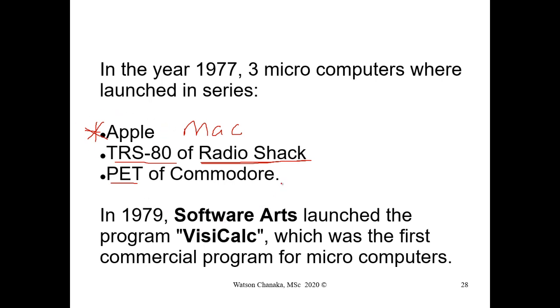So in 1979, Software Arts was one of the companies, or it was a sub-company of Microsoft. It launched the first program, which was called VisiCalc. VisiCalc was the first commercial program on microcomputers, so it means it was used in companies. VisiCalc nowadays is called Microsoft Excel. They only changed the name and added new functions, which is much better than VisiCalc.